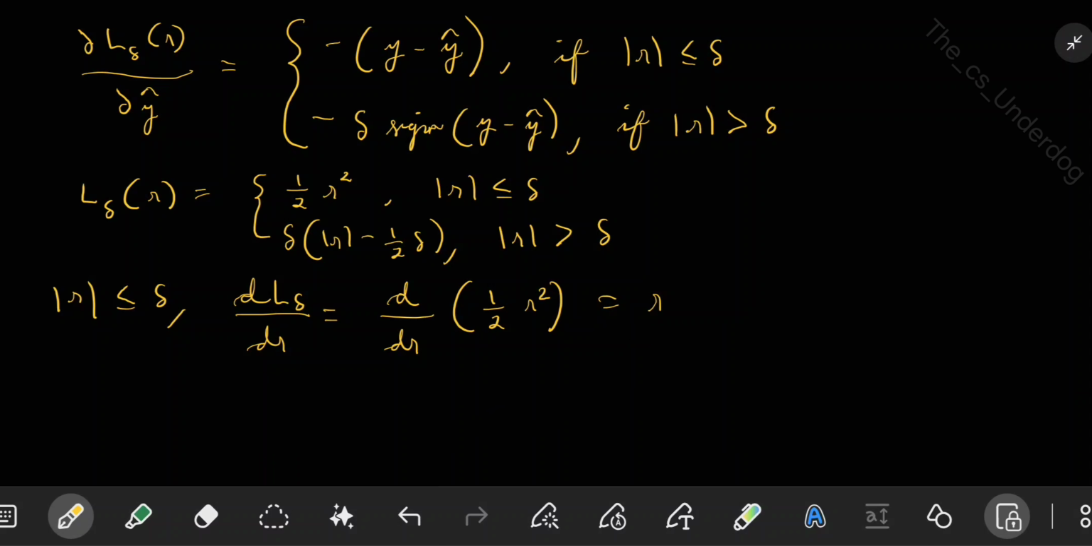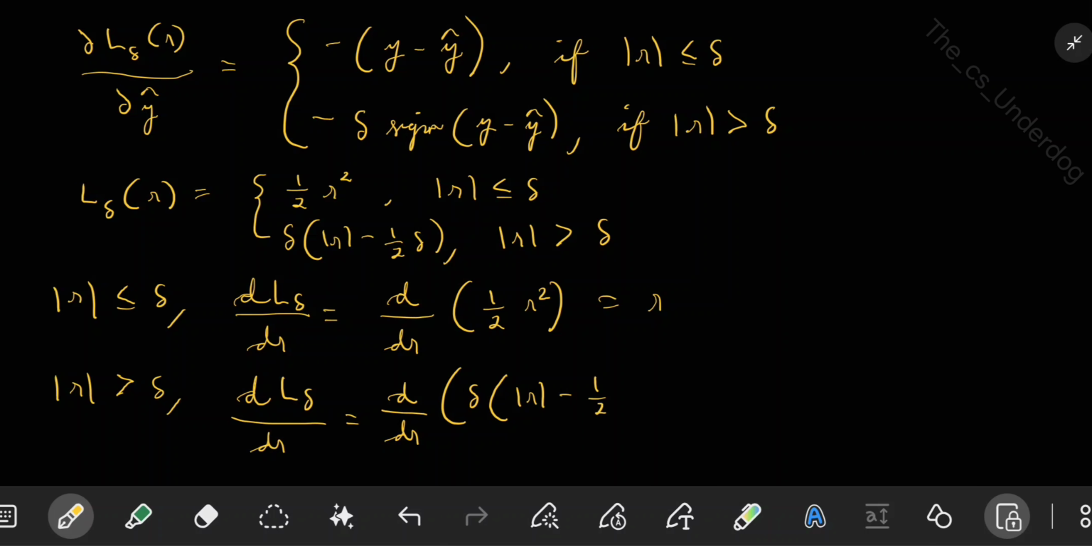Second thing we are going to solve is, what if mod R is greater than delta? In this case, dL delta by dR is d by dR of delta into mod R minus half delta. If you take the derivative, this term is not having R at all, so it is going to go to 0. So half delta you can ignore in the next step, because its derivative with respect to R is 0, right? Only this term is relevant now.